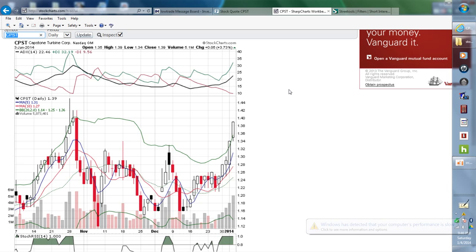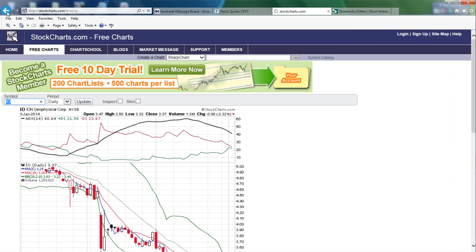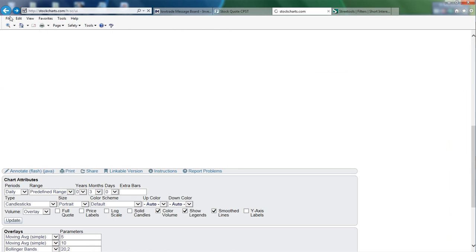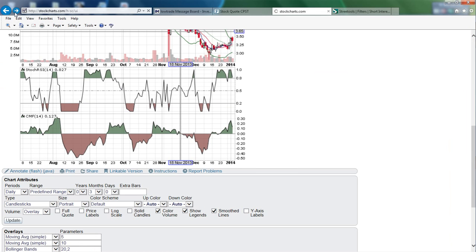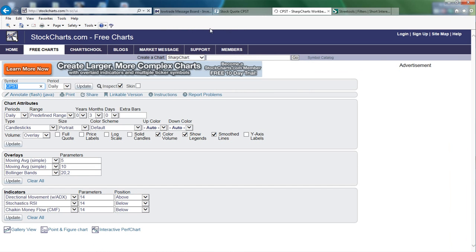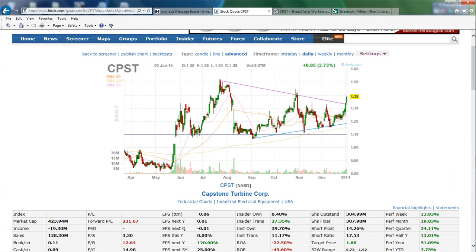CPST. So we got 2 on the watch list and nothing to play. We got IO and CPST. Okay, let's leave these here. I want to leave both of them here so I can reference back to them.